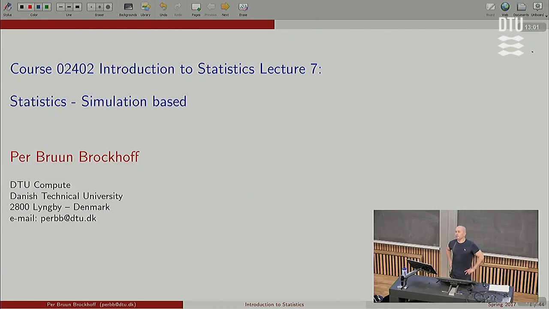But anyway, we're going to do a brand new thing today. We're going to do statistics by using the computer to simulate the stuff for us. Instead of using the t-distribution and the chi-square distribution to do statistics, to do the confidence intervals, I'll let the computer do it for me. This is the brand new thing today.